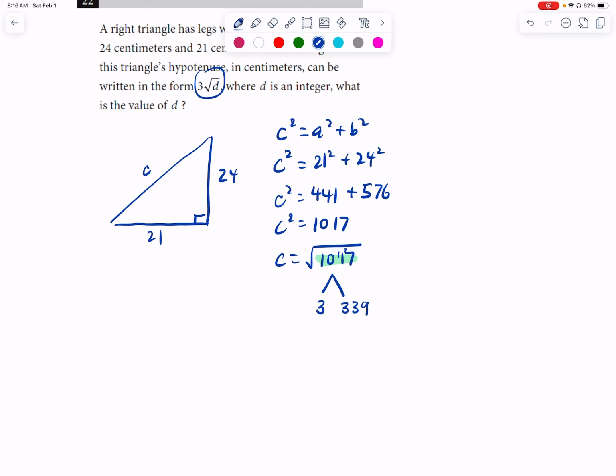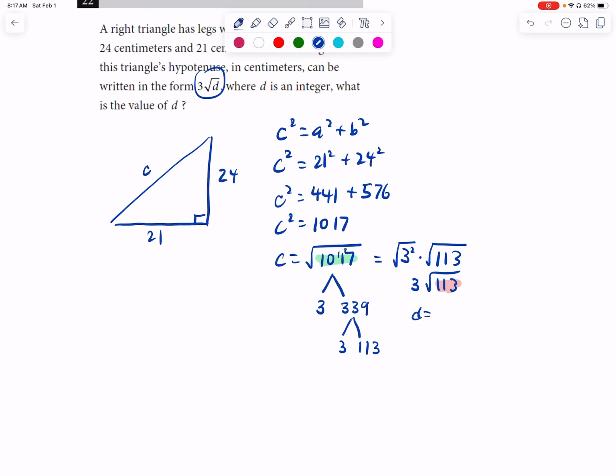3's prime, it's good. However, 339 is also divisible by 3. I just see nothing but multiples of 3 here. So I'm going to take 3, divide it into 3, I get 1, divide it into 3 again, I get another 1, divide it into 9, I get a 3. And that was the correct answer. Now with this factor tree, I can see that this is written as the square root of 3 squared times the square root of 113, and the square root of 3 squared is just 3, so it's 3 times the square root of 113. So here is our value of d.